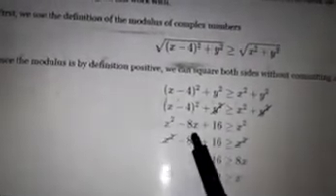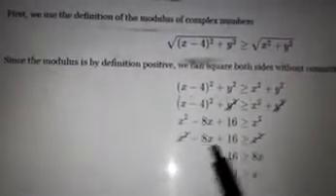x^2 - 8x + 16 is greater than or equal to x^2. So, 16 is greater than or equal to 8x. So, 2 is greater than or equal to x. In other words, we are dealing with the set S where z belongs to the complex numbers and real part of z is less than or equal to 2.